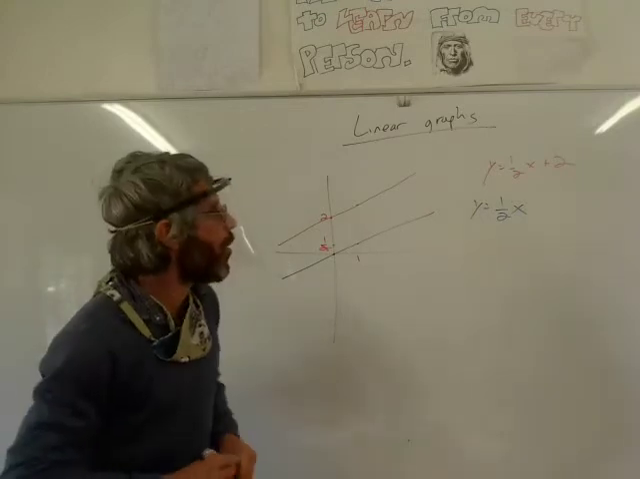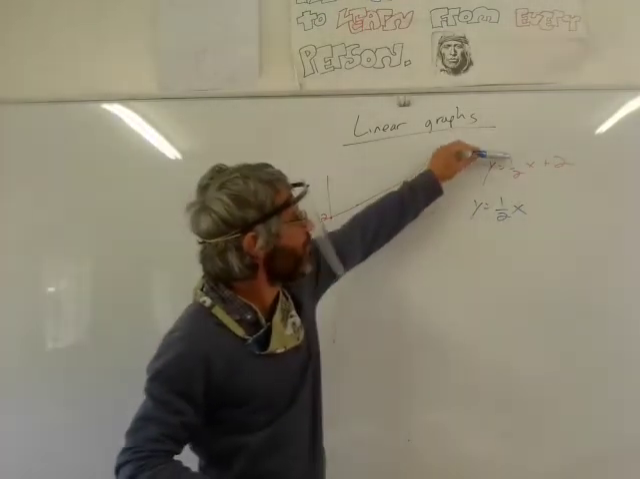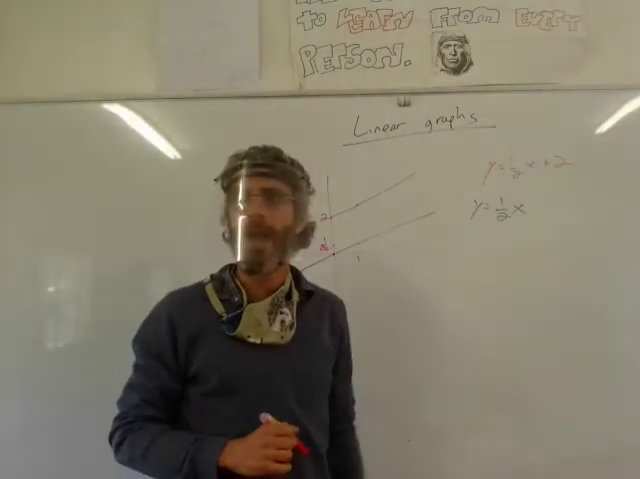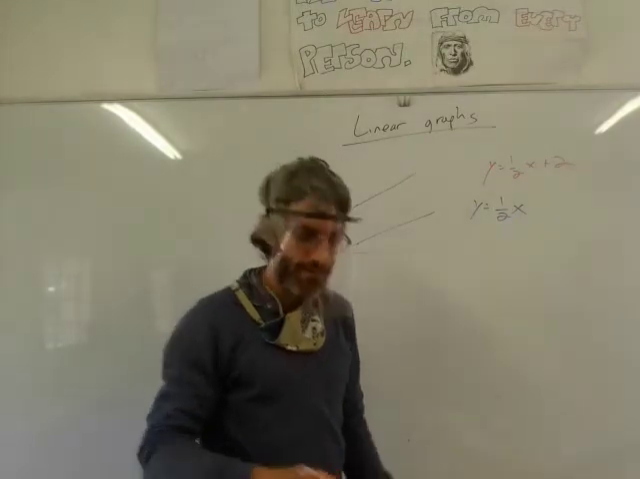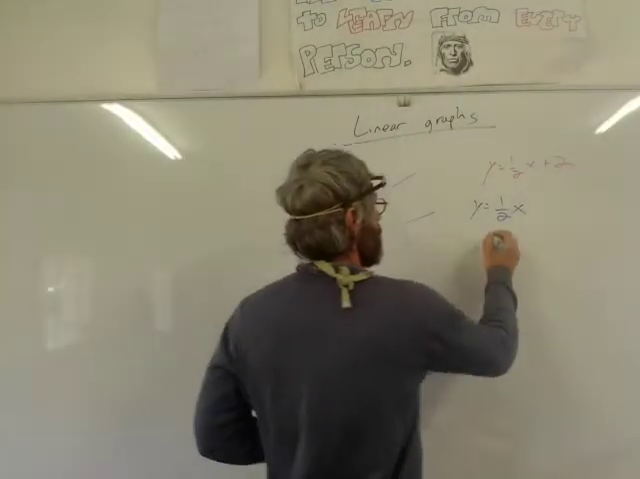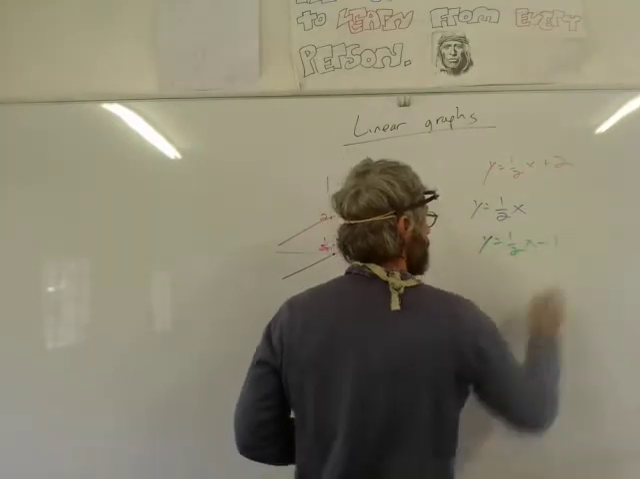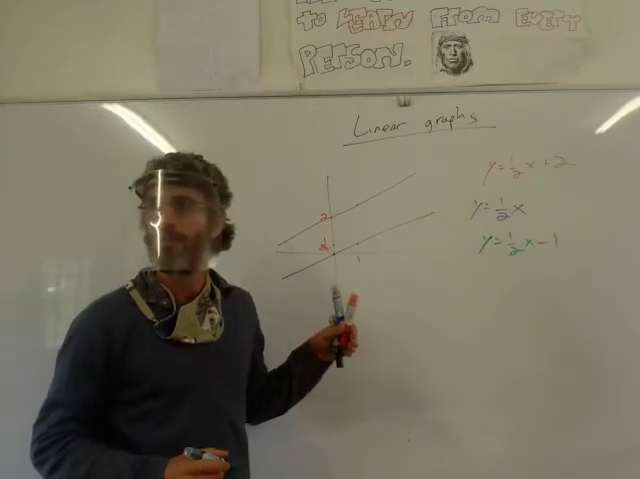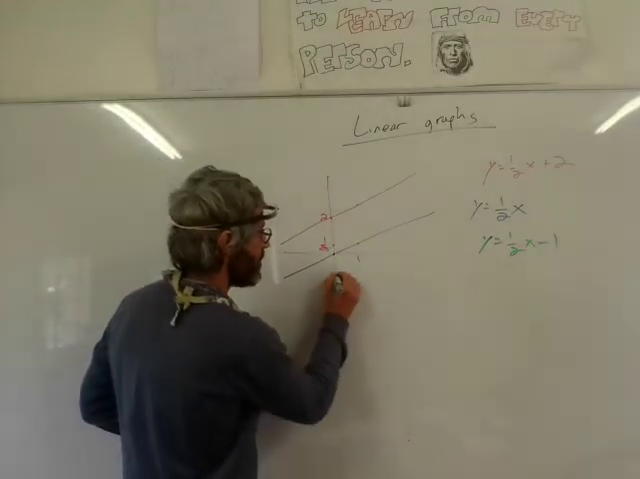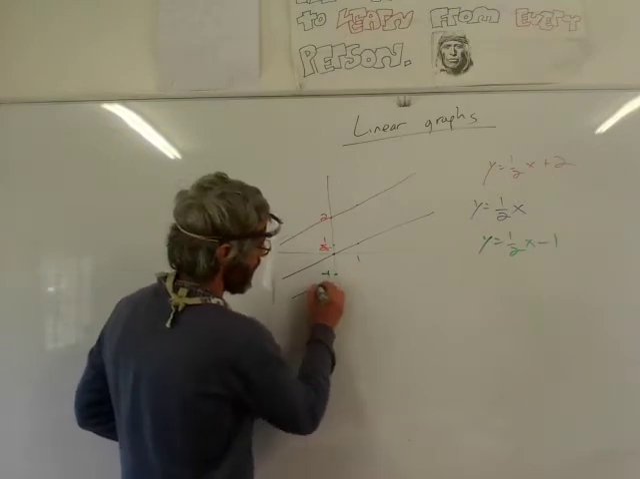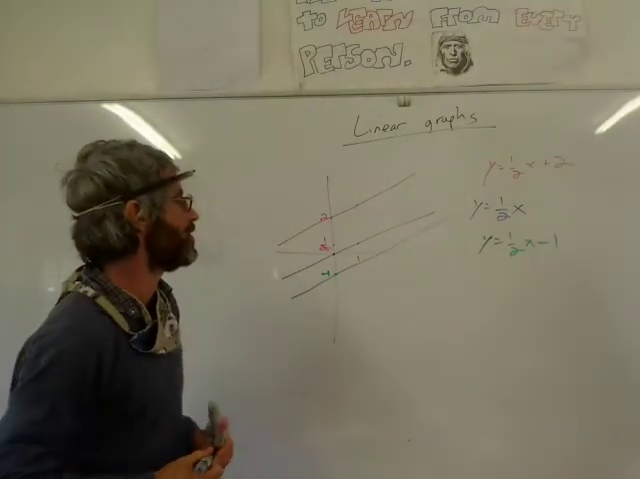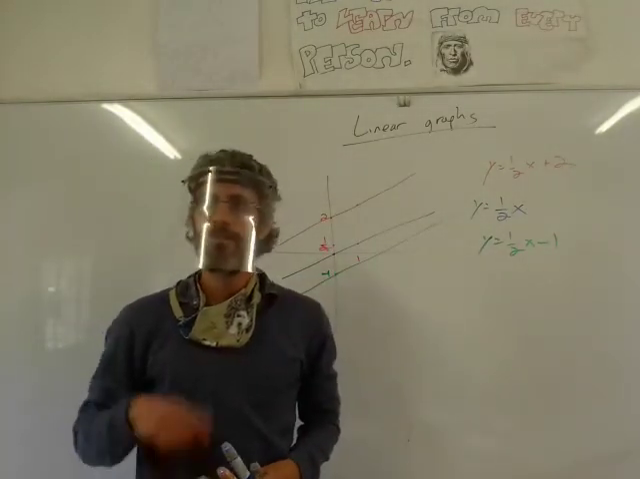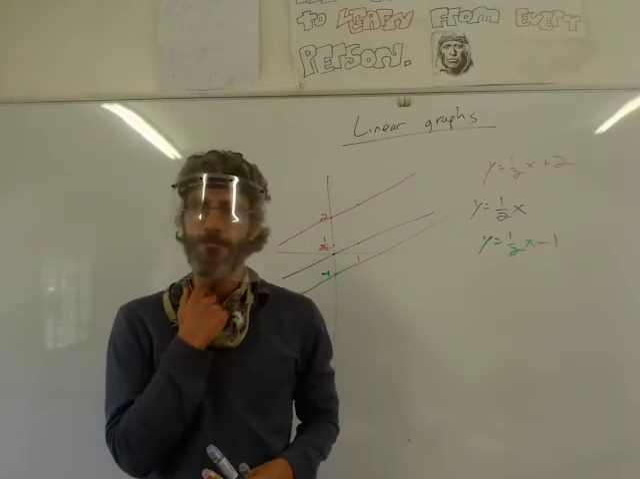So what we can see here is that functions that have the same coefficient for x are parallel. If I wanted to work with, let's say, y equal half x minus 1, what would that look like? What do I need to do to the blue graph now? Shift it down, but it's still parallel, right? So it's going to be minus 1. Now it's going to cross the y axis at minus 1. But they're all parallel. All these are parallel because they have the same coefficient. Does that make sense? Okay.